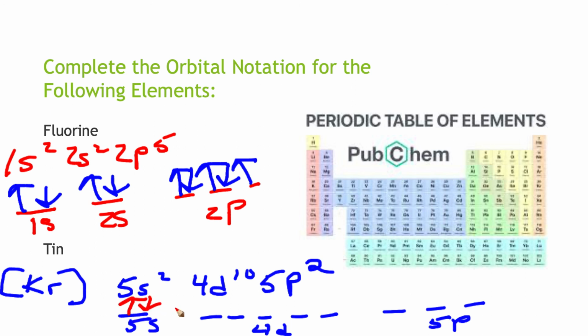So now 5s, and remember d has 5 sublevels. Spin up, spin down, up, up, up, up, up, and then we'll spin down all the way through because we're going through that d orbital. And then we're going to spin up and spin up. And this concludes our video on noble gas configuration and orbital notation.